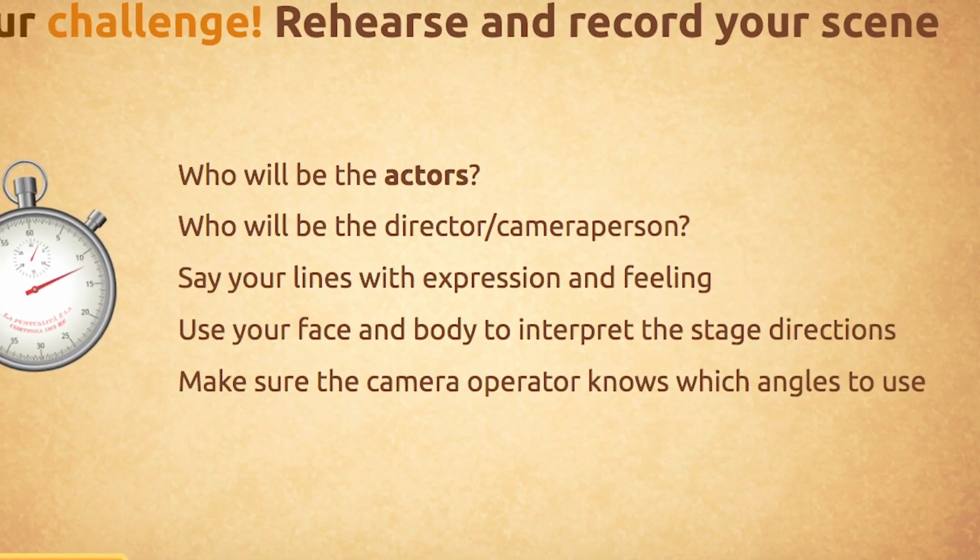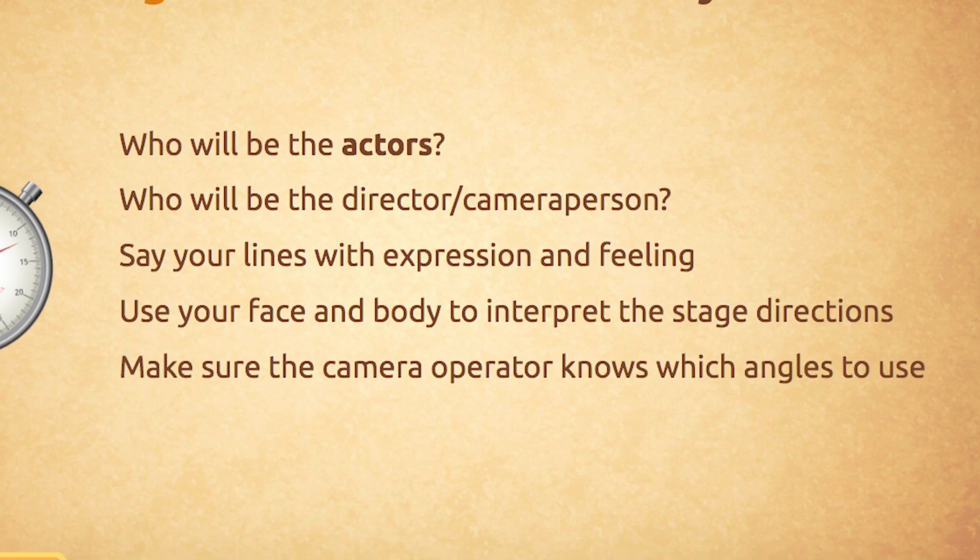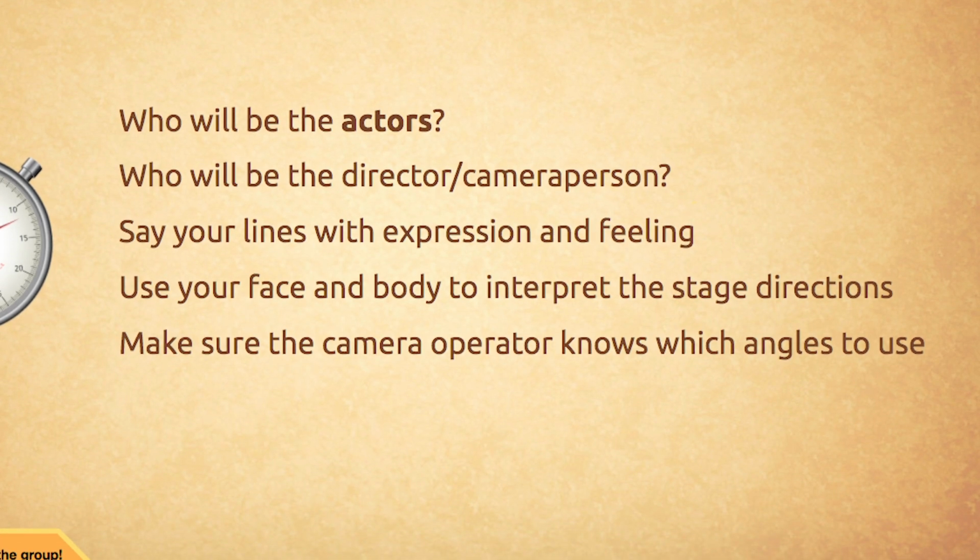So think about who you'd like to be the actors. Think about who you'd like to be the director and camera person. Say your lines with expression and feeling. Use your face and body to interpret the stage directions that you've clearly written and thought about. Make sure the camera operator knows which angles to use. And also make sure that your lines match up with your camera angles. So lots to think about today.